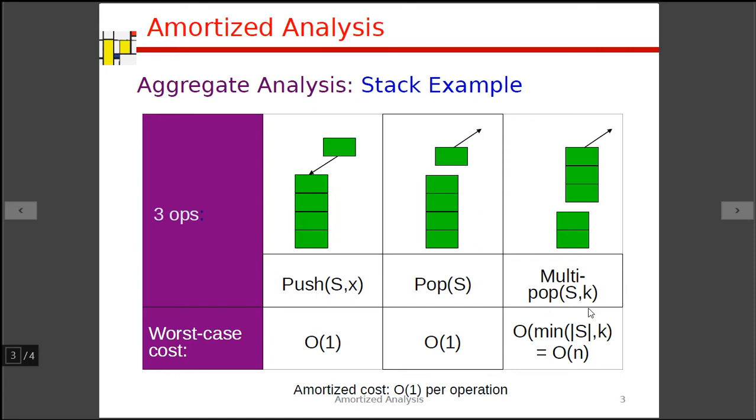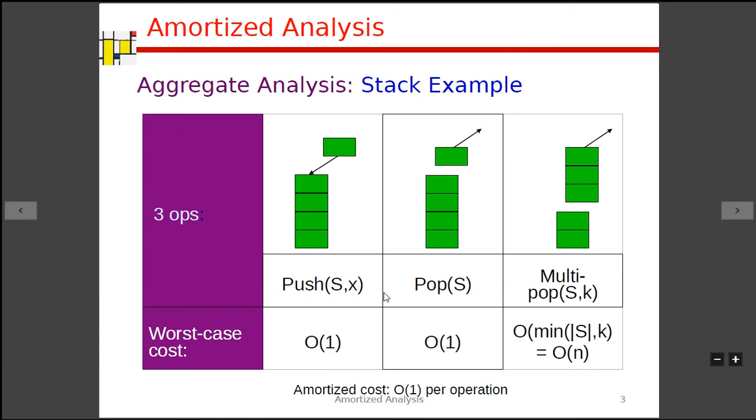There is one more example for aggregate analysis. This is a stack example. As we are familiar, there are two types of operations on a stack. The first one is push and the second one is pop. In the aggregate method, one more operation has been taken, that is multi-pop. That means we have to find an element which is k, and we have to execute the multi-pop operation on the stack. Until and unless we find k, we will have to keep on performing the pop operation.